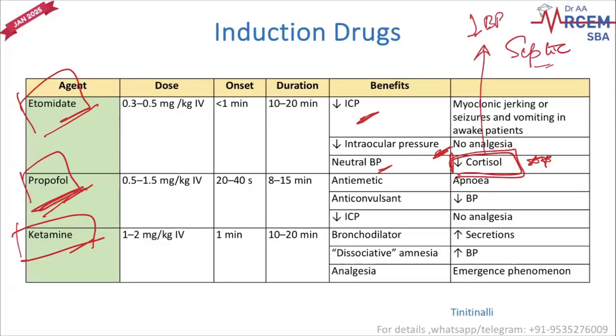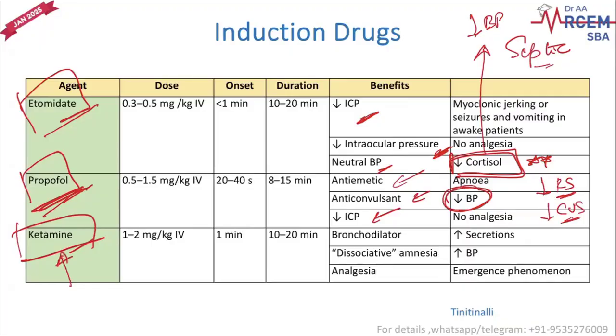Propofol. Propofol is a very good drug because it has an anticonvulsant property. It reduces the intracranial pressure and it also has an antiemetic property. The problem is it depresses the respiratory system. It causes depression of the CVS system. So there might be apnea, but that is fine, even complete apnea, because you're intubating and connecting to a mechanical ventilator. The problem lies in its depressive effect on the CVS system. It causes low blood pressure. That is not a desired thing because most of these patients who are critically ill will be hypotensive or will be in shock.